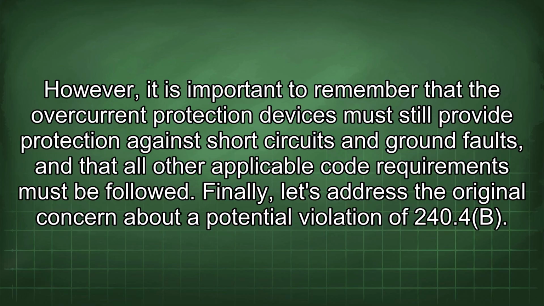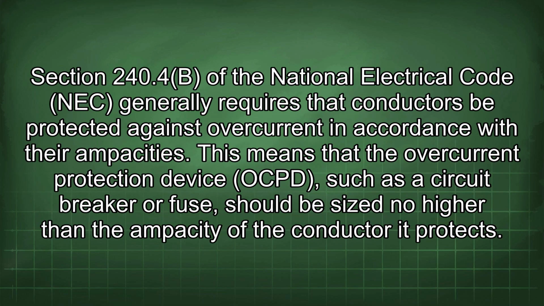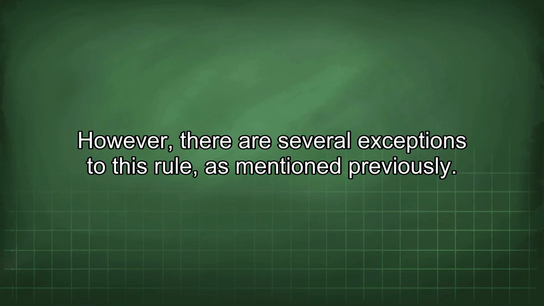Finally, let's address the original concern about a potential violation of 240.4(b). Section 240.4(b) of the National Electrical Code (NEC) generally requires that conductors be protected against overcurrent in accordance with their ampacities. This means that the overcurrent protection device, such as a circuit breaker or fuse, should be sized no higher than the ampacity of the conductor it protects. However, there are several exceptions to this rule, as mentioned previously.